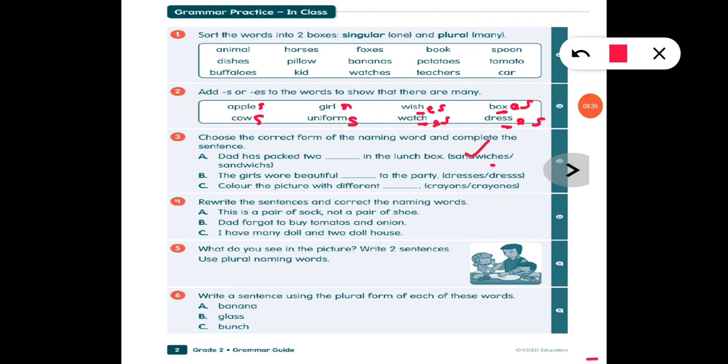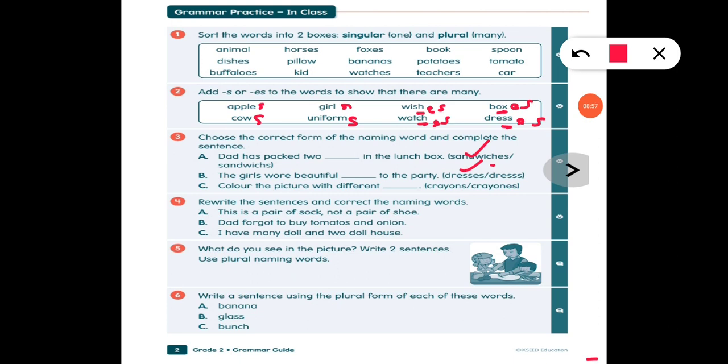Next one. The girls wore beautiful dash to a party. Which option is correct? Dresses. This one, dresses. Because here the word ends with ss, we add es at the end of the word, dresses. It is a correct option.